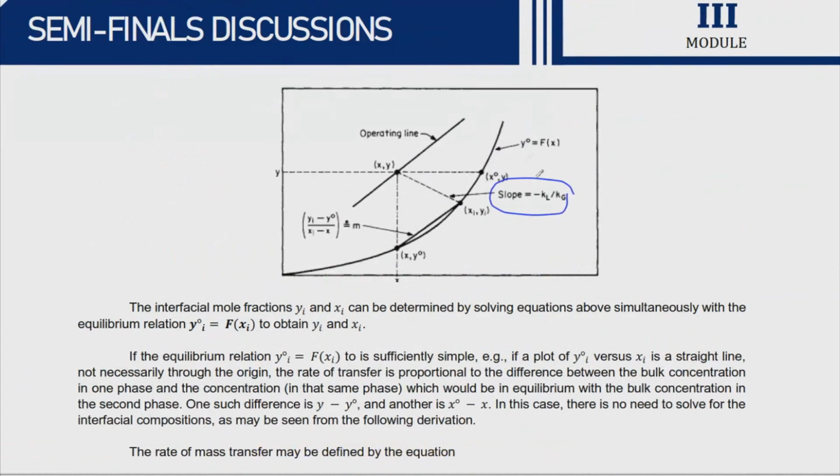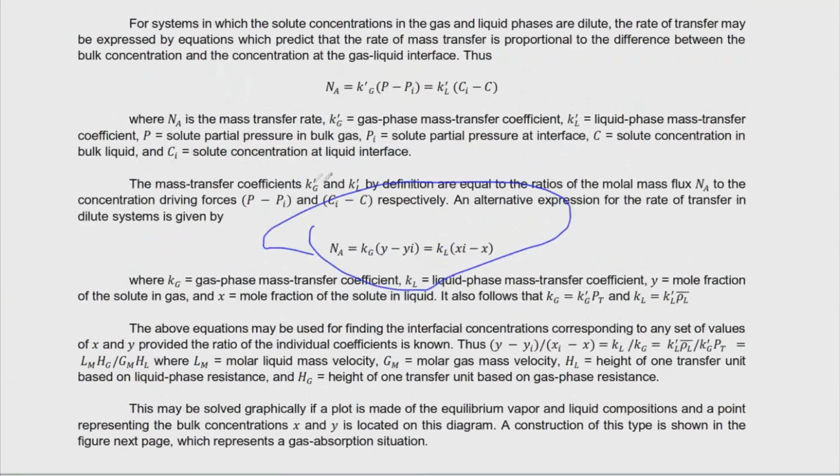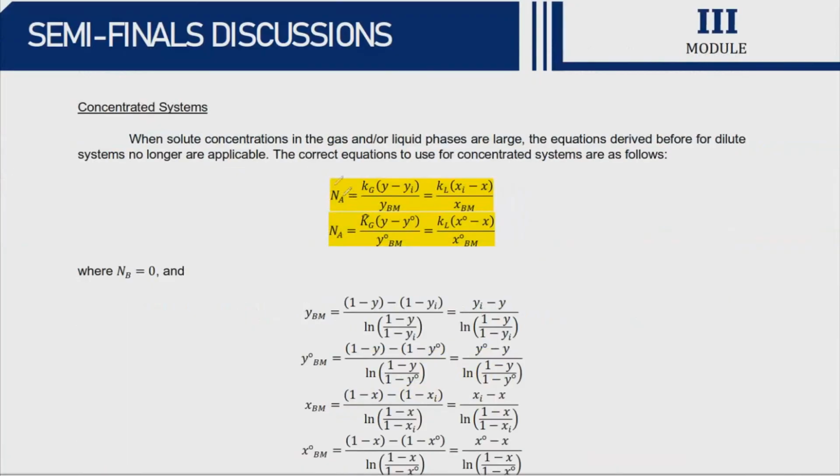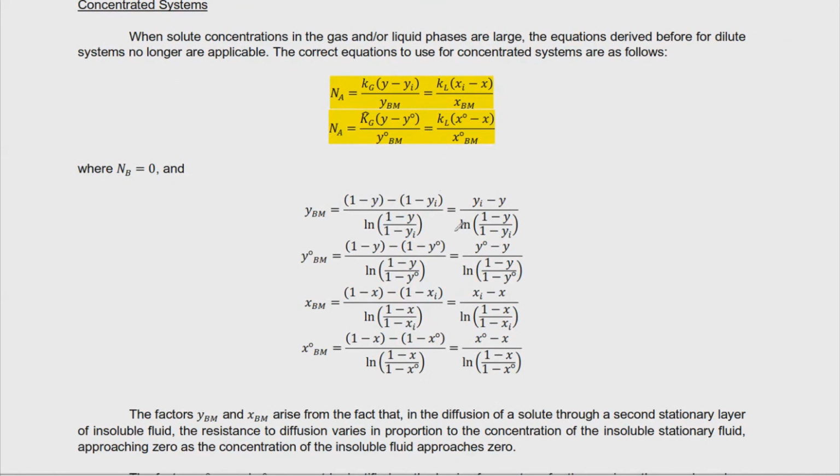So this is the most important thing that you need to remember here in interphase mass transfer and in dilute systems. Of course, it's different when we talk about concentrated systems, but the idea is something like this. The mass transfer rate is equal to kG times y minus y sub i over y sub BM, wherein y sub BM is this very long expression that's just 1 minus y, 1 minus 1 minus y sub i, and then you have this expression as simplified.